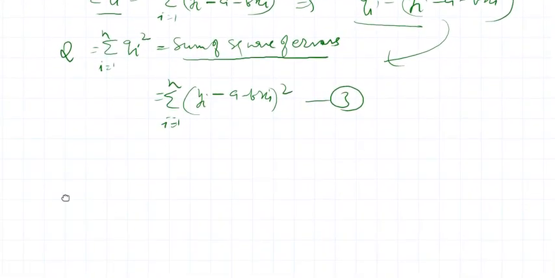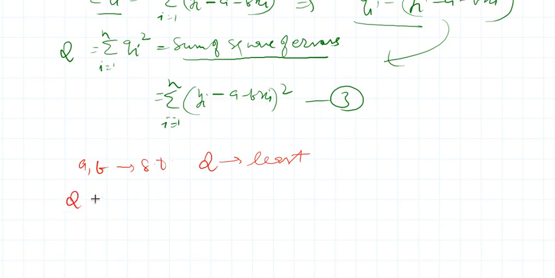Now our objective is to determine A and B such that this Q is least. It means we need a line for which slope and intercept are chosen in such a manner that this Q should be least. So Q is basically a function of A and B, and for the given experimental data, xi and yi are constants.